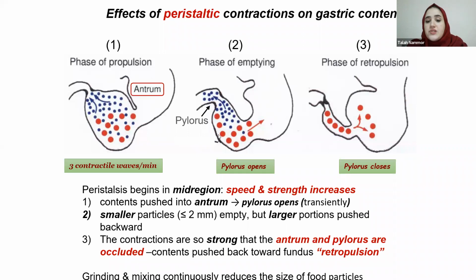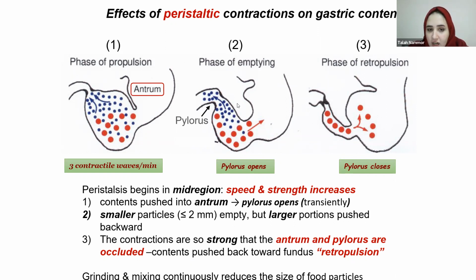What will happen? Those small tiny particles will go in, basically the chyme. But those large particles are not able to pass because they're larger than the pyloric opening. The pyloric opening only allows particles that are less than 2 millimeters to pass. So as they try to move, they're pushed backwards, and we get a contraction backwards that is so strong. This backward contraction will force the pylorus and the antrum shut.